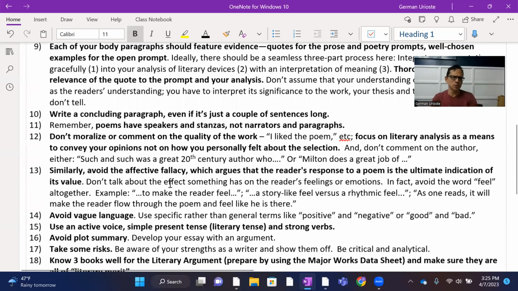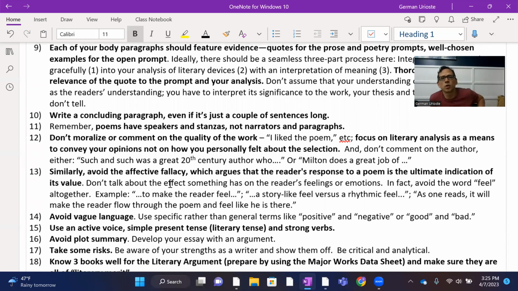12 and 13 are important. And you've heard this from your English teachers. Don't moralize about the quality of the work, whether you liked it or not, or what you felt about it. This isn't a book club. The focus is on literary analysis, right? You didn't need to spend time saying the author was a great author, he does such a great job, etc. Those are meaningless, right? So remember that you're focused on making an argument. And number 13, I think, goes to that point.